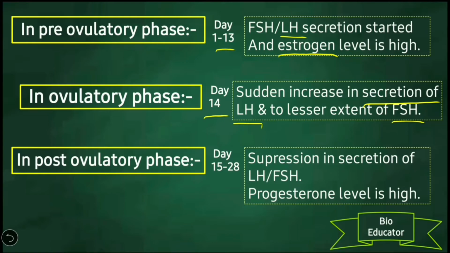In the post-ovulatory phase, the formed corpus luteum helps in raising the level of progesterone hormone, and we know this progesterone hormone helps to attain pregnancy. And also there is suppression in secretion of luteinizing hormone and follicle stimulating hormone.